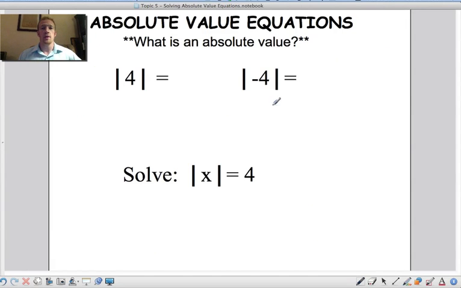Now, what does it mean to solve an absolute value equation? Alright, so if we know that the absolute value of 4 is 4, and the absolute value of negative 4 is 4. Alright, so let's think, what do variables really mean? A variable, let's say x, we usually use x, you can use any letter, stands for any number. It can be any number, right? So x equals, it could be anything.